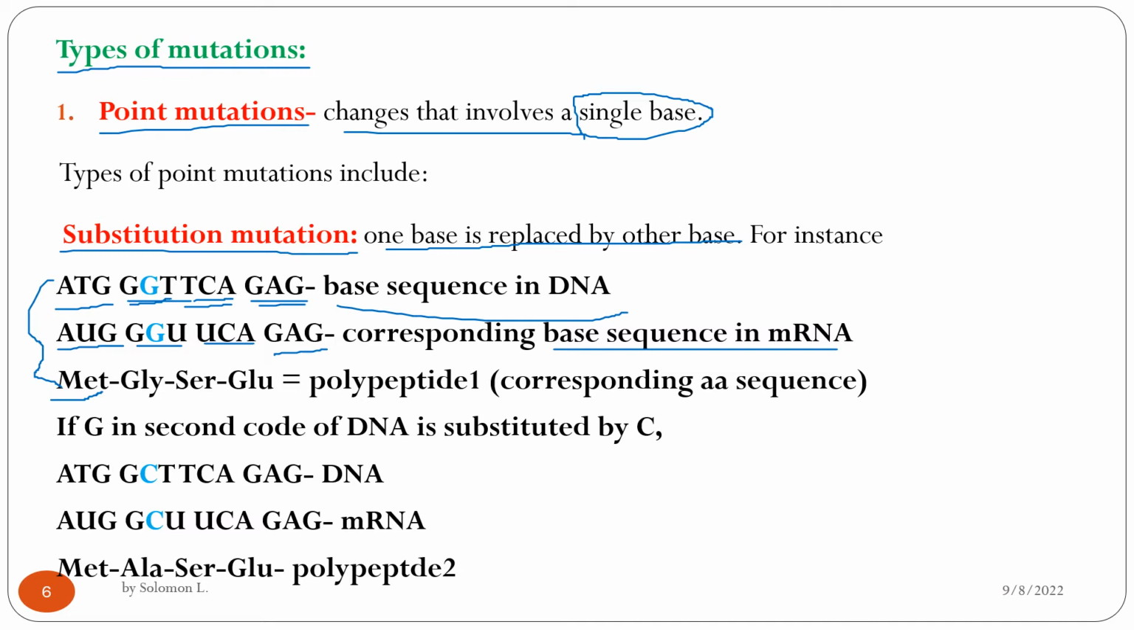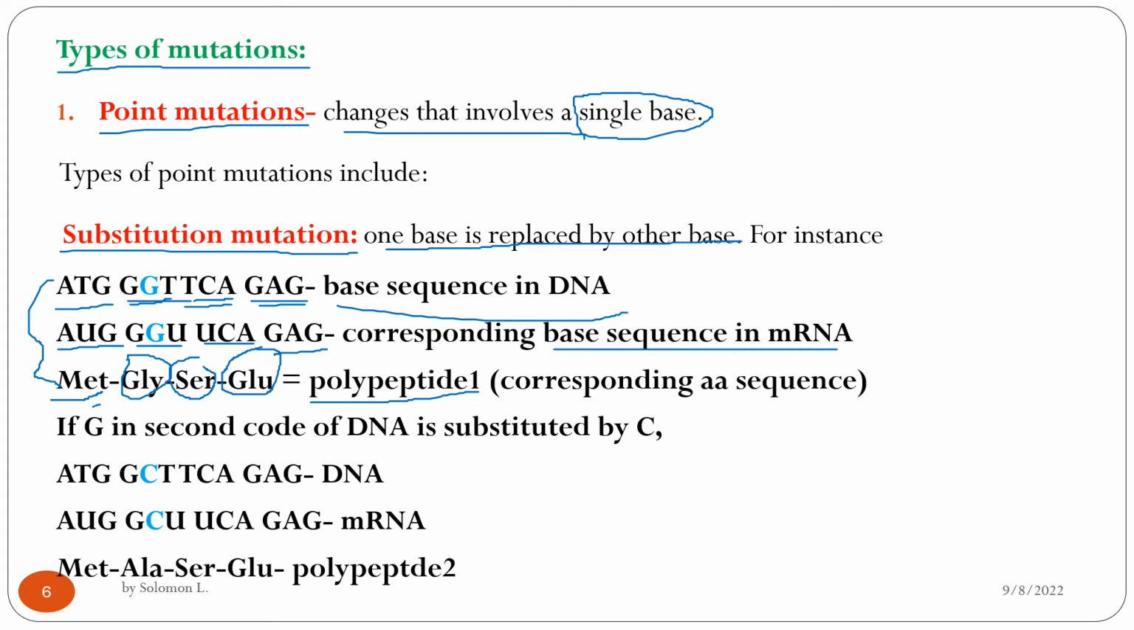Guanine, uracil, thymine codes for glycine. Uracil, cytosine, adenine codes for serine, and guanine, adenine, guanine codes for glutamate or glutamine. This is the first polypeptide chain, or its corresponding amino acid sequence.